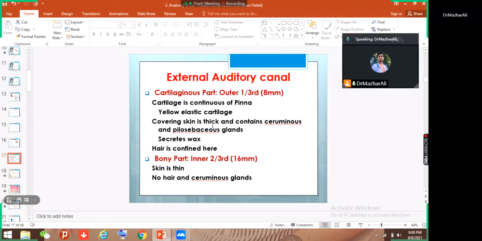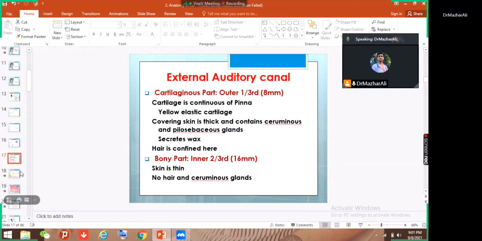And what is the bony part? In the bony part the skin is thin, and it is two-thirds of the canal. This is 8 millimeters, and this is 16 millimeters. There are no glands there. Glands are present only in the outer one-third of the external ear canal, but in the inner two-thirds there are no glands. Okay, so this is an important thing.